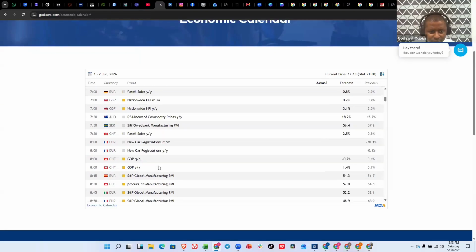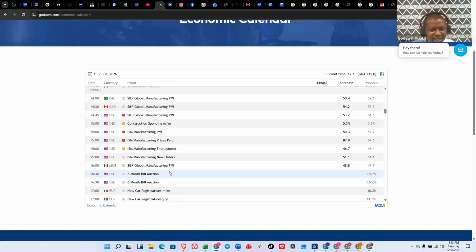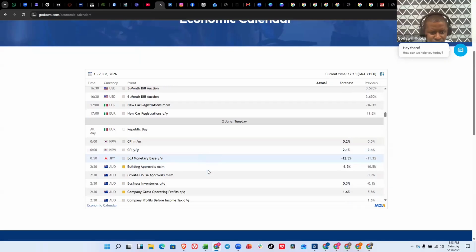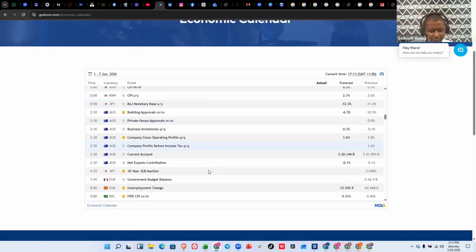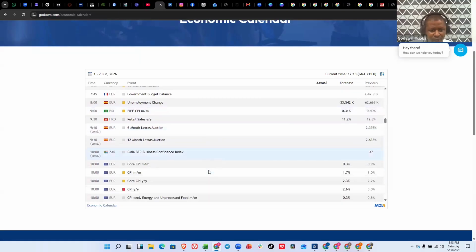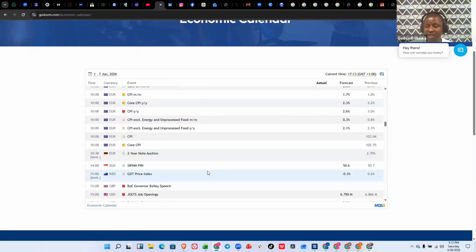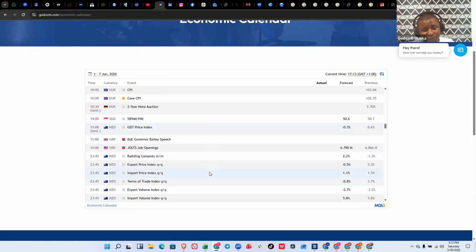So, moving on, we have ISM data from the United States, an important leading economic data. On the 2nd of June, we have inflation data, CPI data from the ECB on Tuesday by 10 a.m. So an important one to keep an eye on, all right? We also have Governor Andrew Bailey from the Bank of England making a speech on Tuesday by 3 p.m. It's an important one to keep an eye on. And we'll have the JOLTS job opening data from the United States, an important leading economic data.